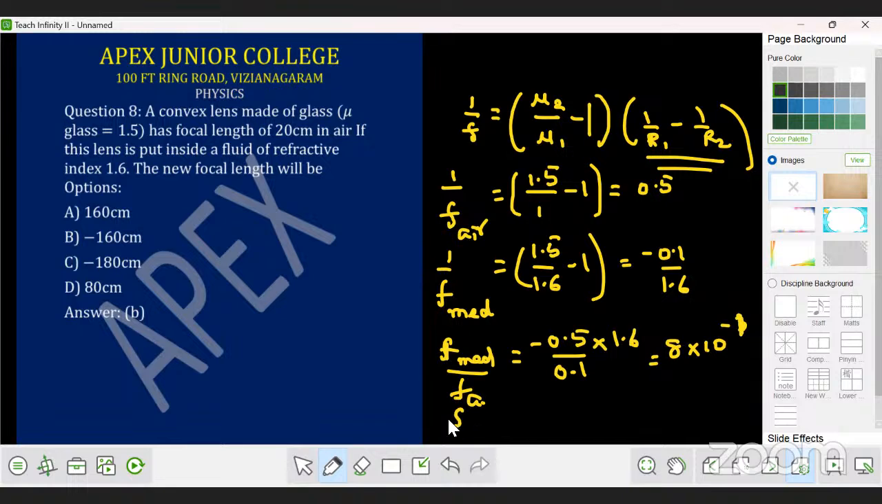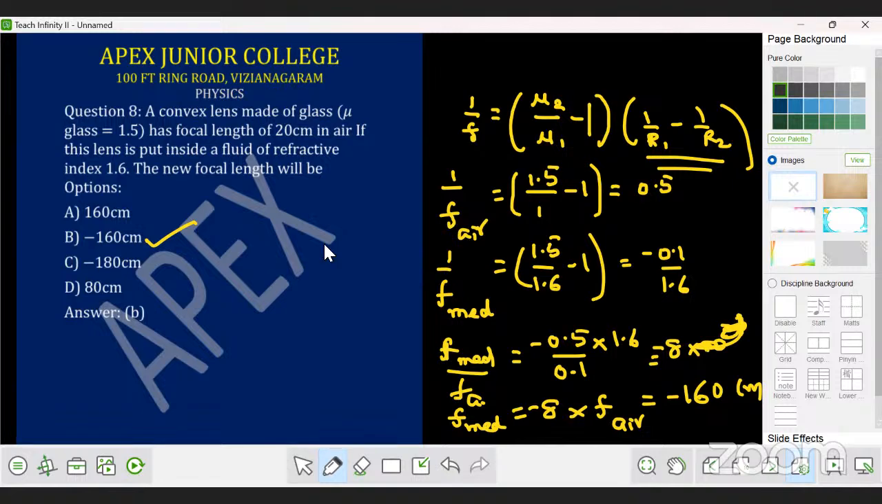But you have to calculate only the focal length of medium, no? I think how much is this 0.8? Finally, 0.8 by 0.1, that is 8 only. F medium is nothing but 8 into focal length of air. Focal length in case of air is given 20 only, no? 8 into 20, of course, minus is also there. 8 into 20, how much? Minus 160 centimeters. And finally, the answer will be minus 160 centimeters.